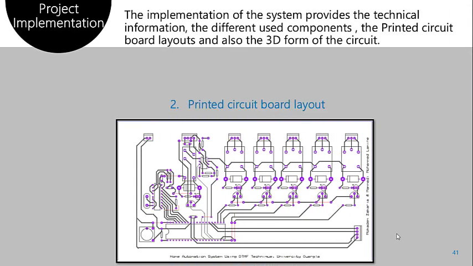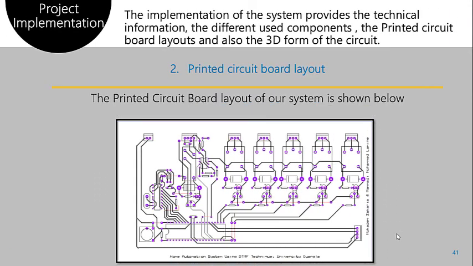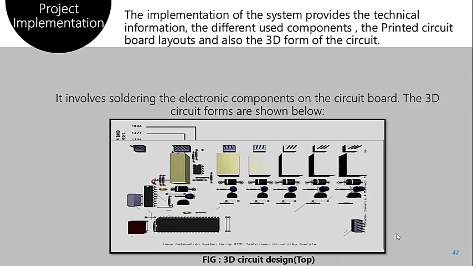Next, the printed circuit board layout. The printed circuit board layout of our system is shown below. The last step is component placing. It involves soldering the electronic components on the circuit board. The 3D circuit forms are shown below.